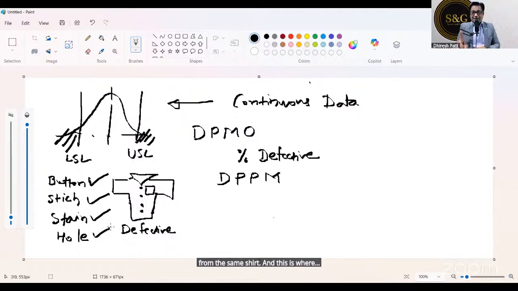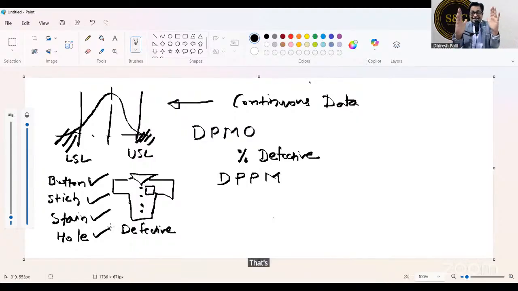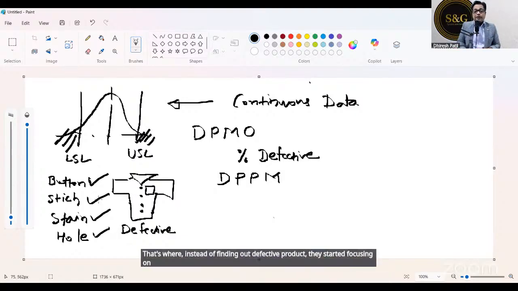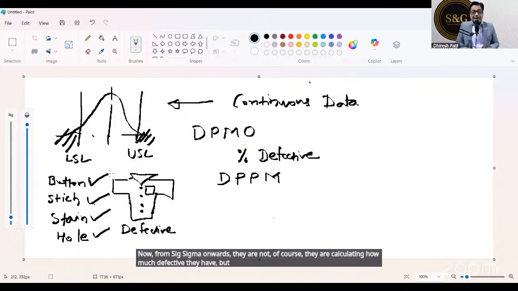And this is where they realized that we are missing out on very important information. Whatever we observe first has become our data, and whatever we are missing, we are not capturing. That's where, instead of finding out the defective product, they started focusing on defects. Now from Six Sigma onwards, of course they are calculating how much is defective, but apart from that, they are calculating how many defects our product has.